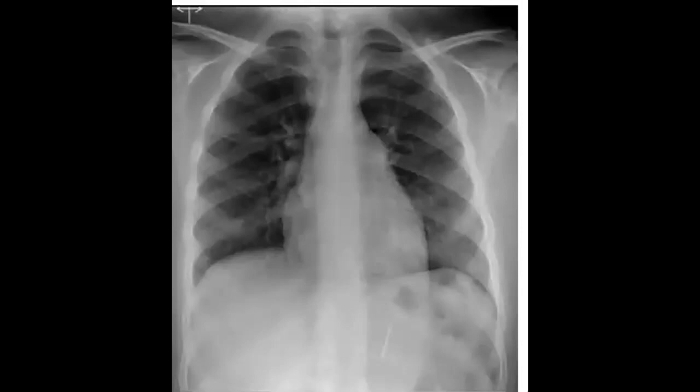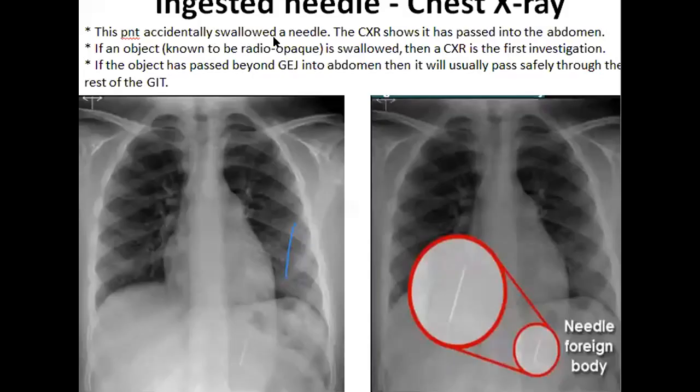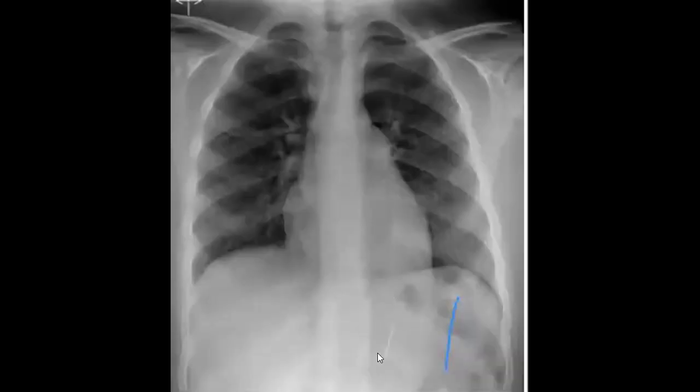Okay, this one is for females, an ingested needle, which sometimes happens incidentally. It can be a needle foreign body, ingested into the stomach. So, an ingested needle. Accidentally, when you're making your hijab, for example, you can swallow it. Whatever the details, this is the needle ingested beyond the gastroesophageal junction.